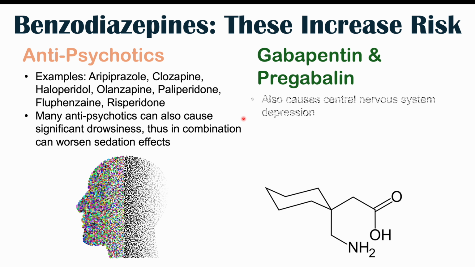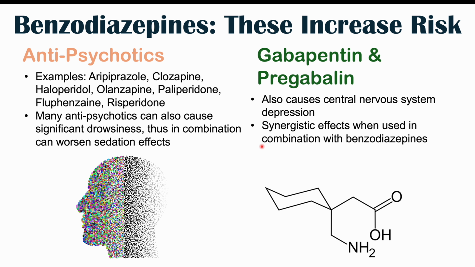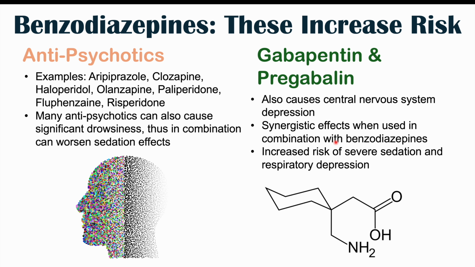Gabapentin and pregabalin are also medications that can worsen side effects of benzodiazepines because they suppress central nervous system activity in general. So they can have synergistic effects when used in combination with benzodiazepines. They can actually be a particular medication we have to very much look out for because they can increase the risk of severe sedation and respiratory depression when used with benzodiazepines.